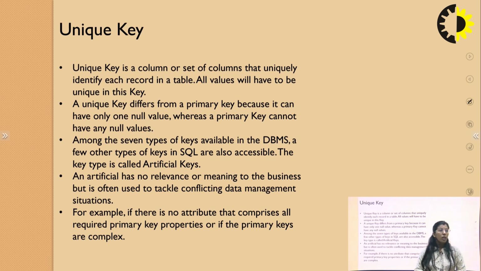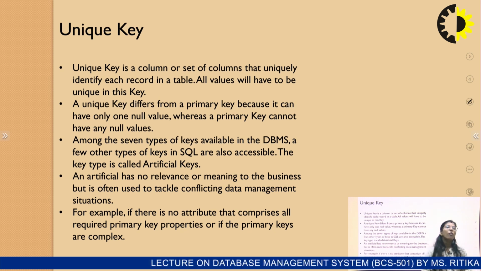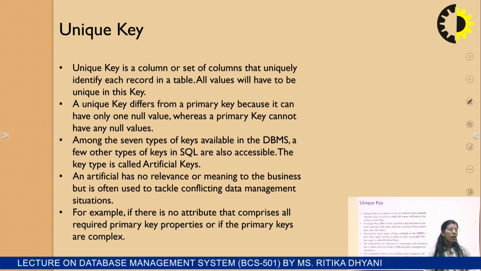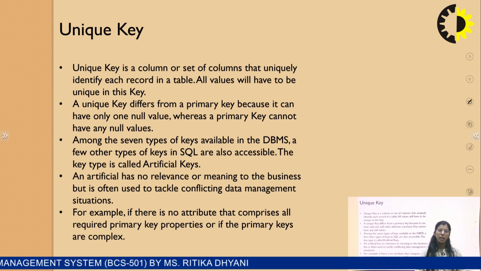Among the 7 types of keys available in DBMS, there are some other types of keys in SQL, and these keys are also known as artificial keys. An artificial key has no relevance or meaning to the business, but it is often used to tackle conflicting database management systems. For example, if there is no attribute that comprises all required primary key properties, or if the primary keys are complex, then we consider some attribute as an artificial key.